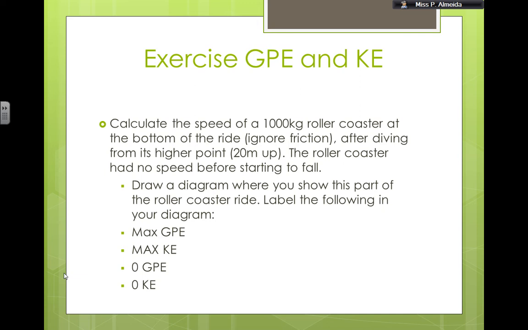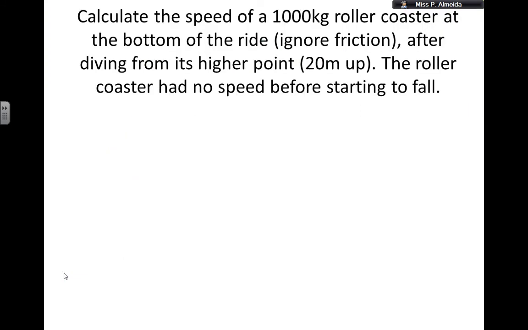At the end, they also want you to draw a diagram where you show the part of the roller coaster, and label the following in the diagram: maximum GPE, maximum kinetic energy, 0 GPE, and 0 kinetic energy. Alright, so let's do this.